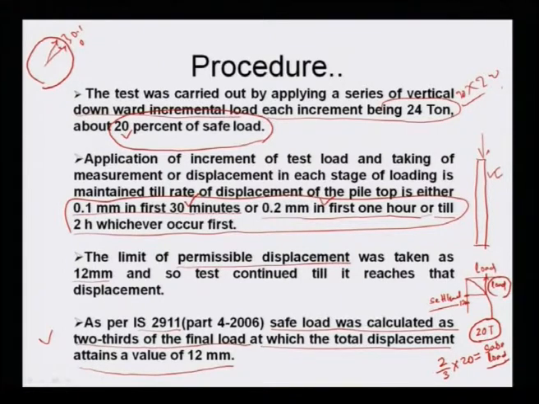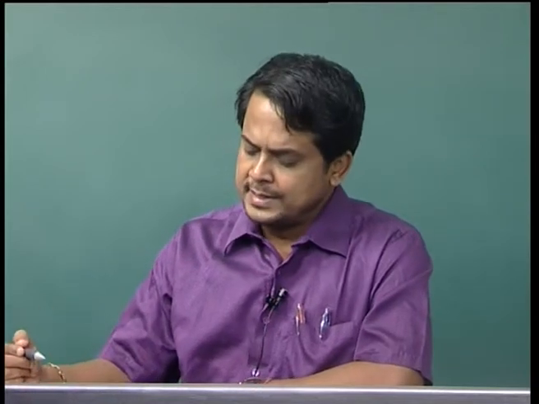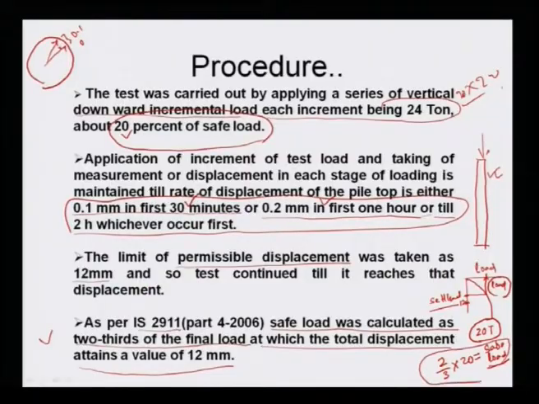So, that means you go up to settlement, and once you attain that settlement, either the pile fails, or if it does not fail, then you wait up to the settlement of 12 mm. Once the settlement of 12 mm has been achieved, the corresponding load will be taken, and 2/3 of this load is taken as safe load of this pile. I hope now this is clear.